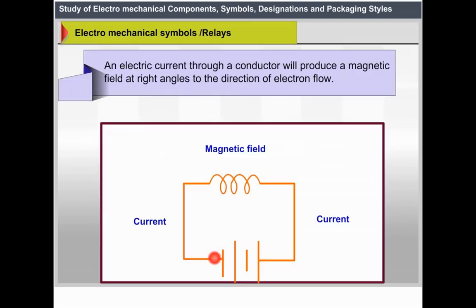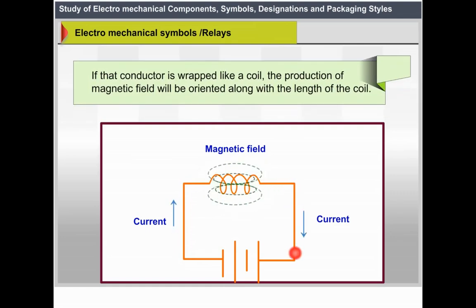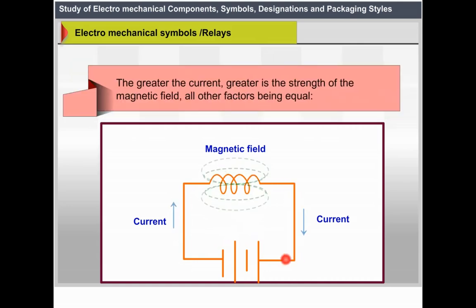An electric current through a conductor will produce a magnetic field at right angles to the direction of electron flow. If that conductor is wrapped into a coil shape, the magnetic field produced will be oriented along the length of the coil. The greater the current, the greater the strength of the magnetic field, all factors being equal.